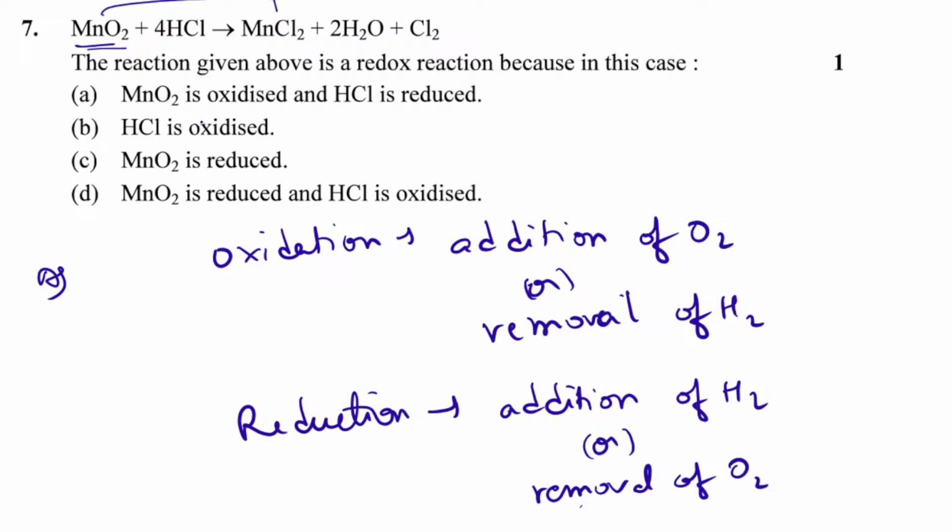So MnO2 is reduced. Now what about HCl? HCl is gaining oxygen to form H2O. So it is gaining oxygen, addition of oxygen, which is oxidation. Hence, it is oxidized. So the direct answer is MnO2 is reduced and HCl is oxidized.